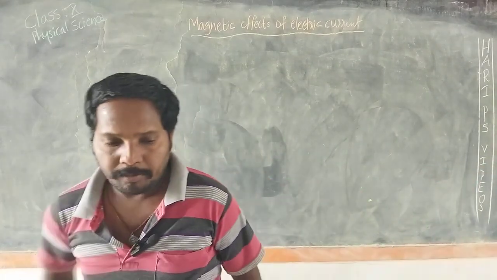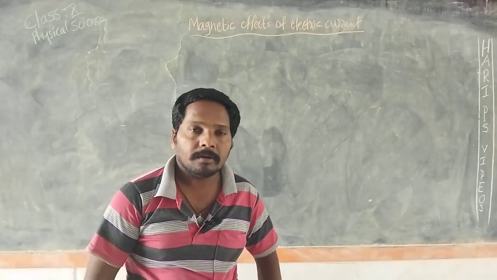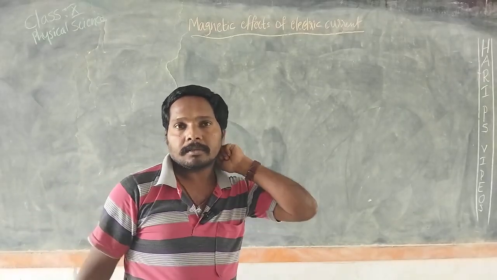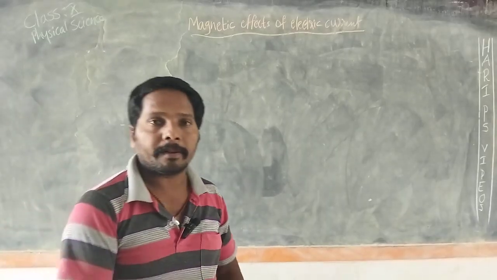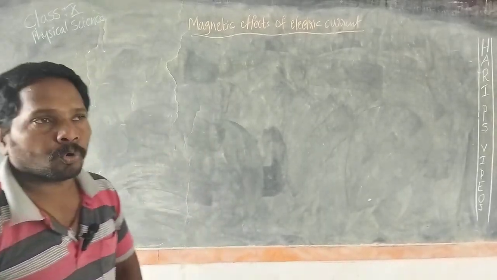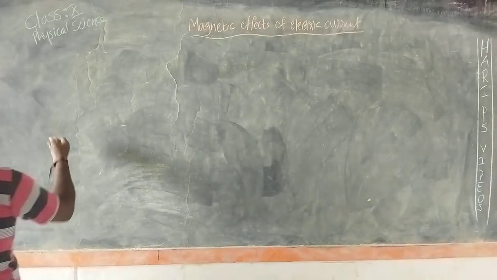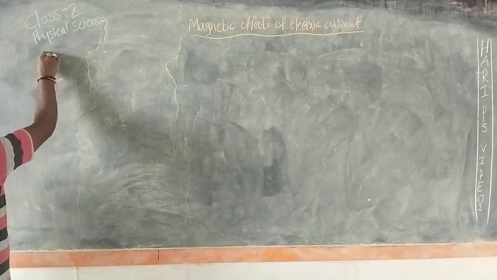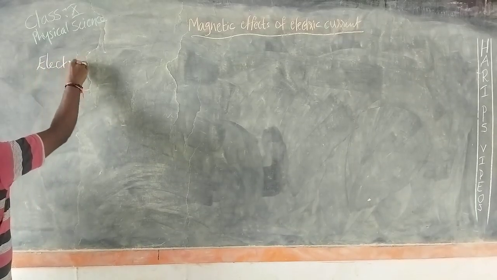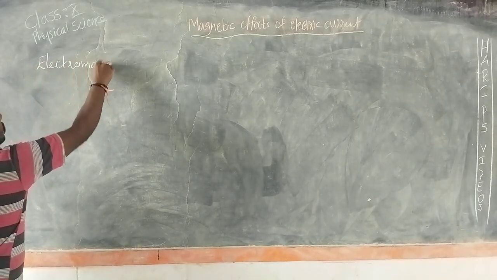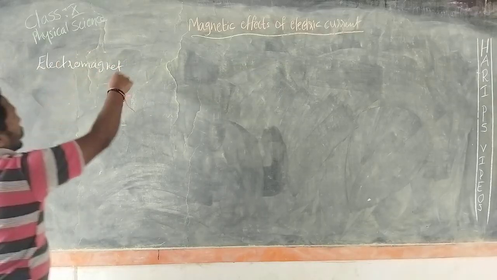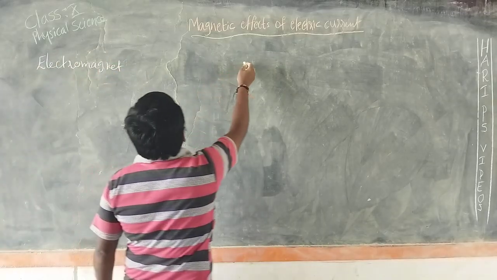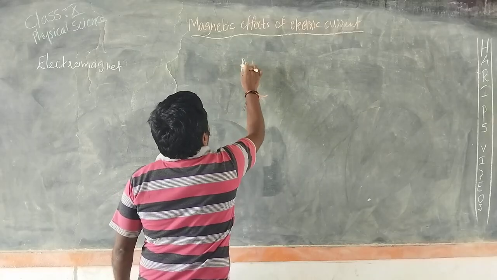Okay, so in the previous video we discussed magnetic field intensity and magnetic permeability. Now let us learn about electromagnets, and the differences between an electromagnet and a permanent magnet.